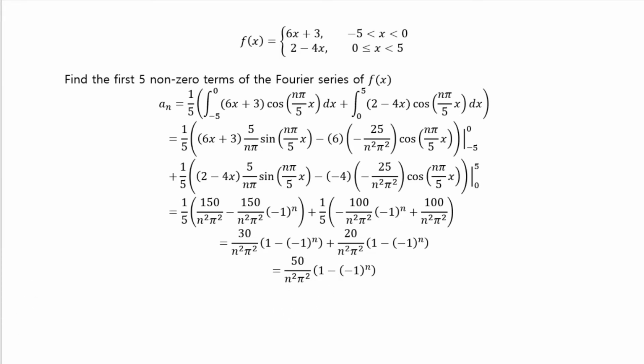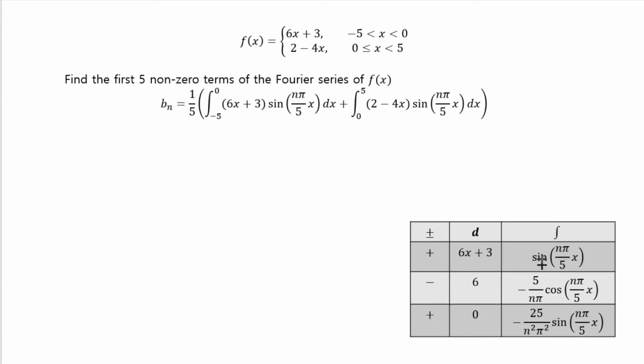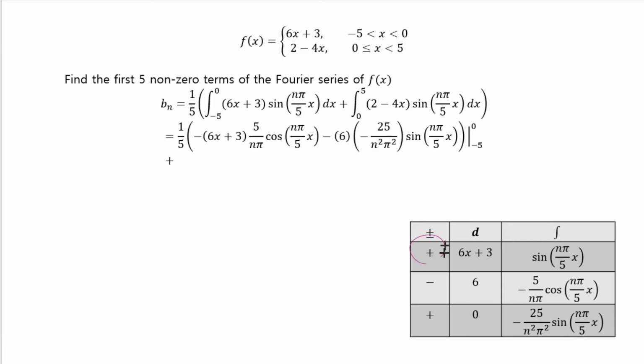Okay. Now let's move on to BN. Same story here. You need the tabular integration. These first two columns are the same. If you integrate sine, you get negative cosine. Integrating negative cosine gives you negative sine. So this is what you get, and then again you multiply like this. So you get this multiplied by this multiplied by this gives you here. And then again, this multiplied by this multiplied by this gives you the second part.